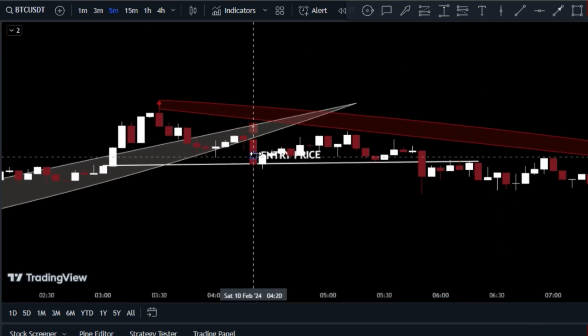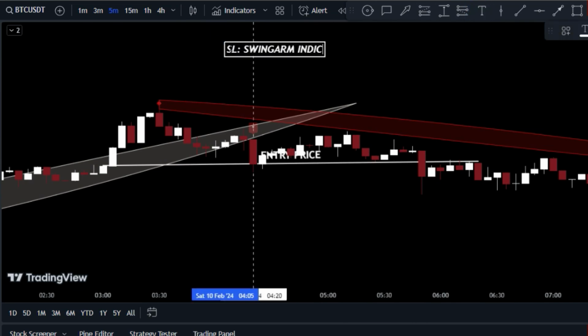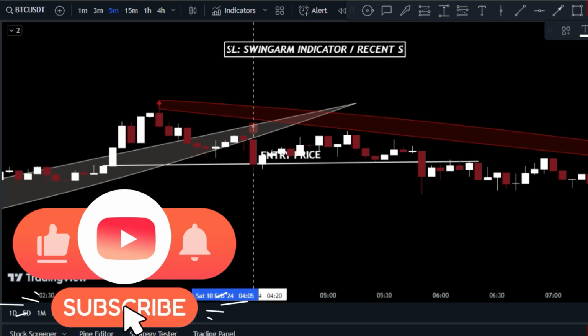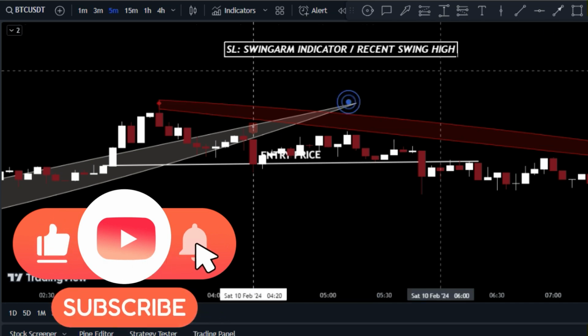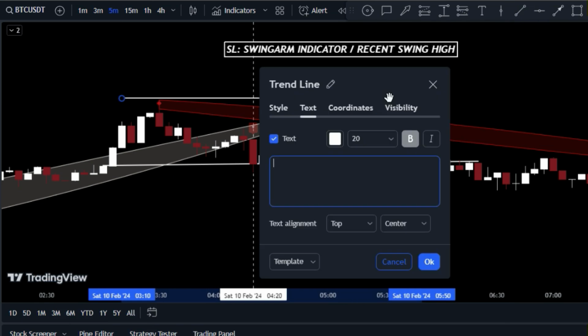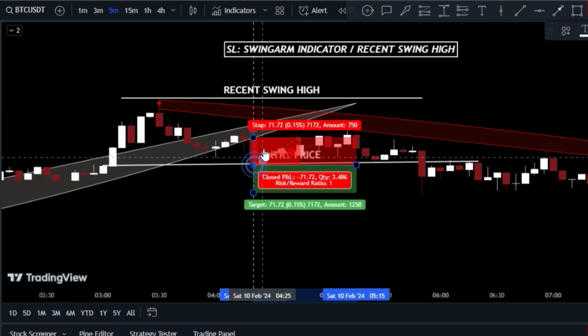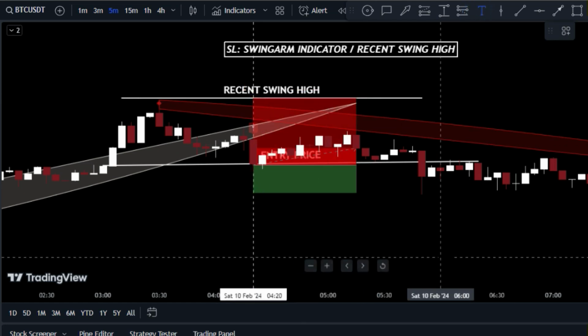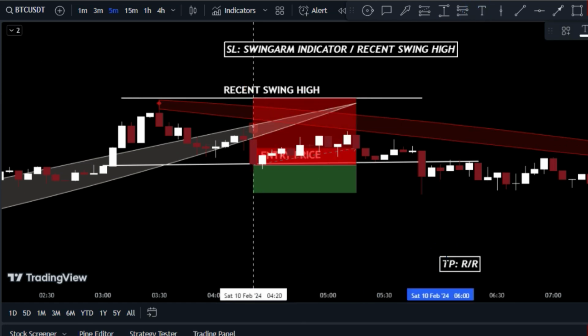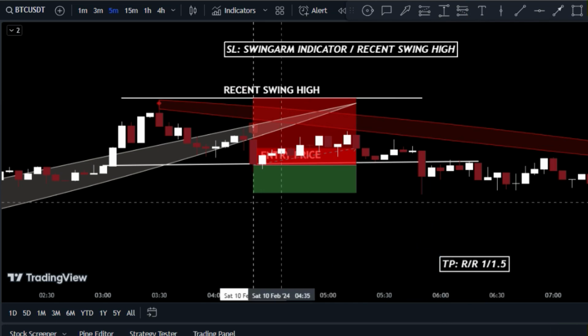Remember, it's crucial to establish a stop loss for your trade. Depending on the market situation, you can set this using the swing arm ATR trend indicator or the recent swing high. And finally, aim for a trade target that's 1.5 times your risk.